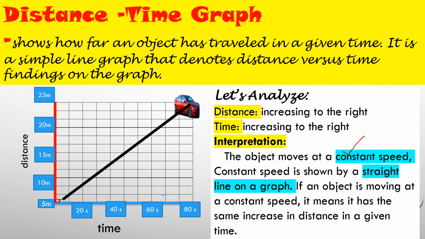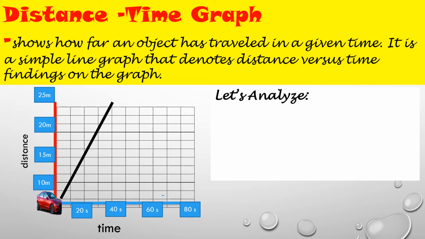Okay? So, if an object is moving at constant speed, it means it has seen increased distance in a given time. Okay? Pareho lang siya. Nag-increase lang siya by 5. Diba? Ito by 5, diba? 5, 10. Nag-increase lang siya by 5. Ito din, nag-increase lang siya by 20s. So, constant ang kanyang speed. Okay? Next. Look at this one.